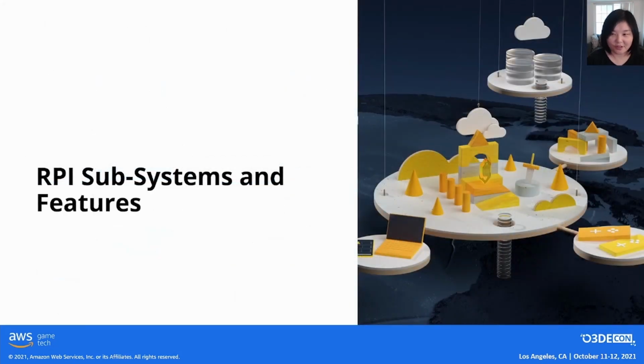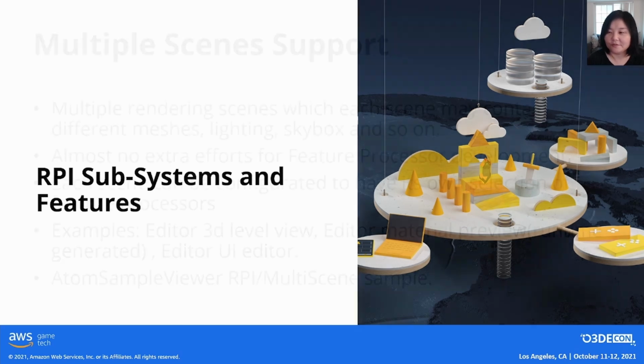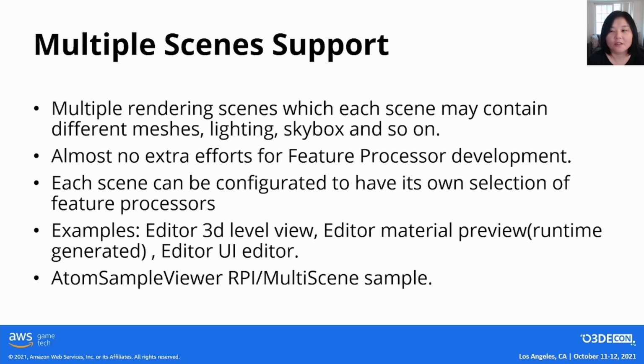In this section, I will talk about the major systems and features. RPI supports multiple rendering scenes. For each scene, it may contain a set of meshes, lighting, skybox, and so on. Any rendering content in one scene won't be affected by the other things. Each scene can be configured to have its own selection of feature processors.